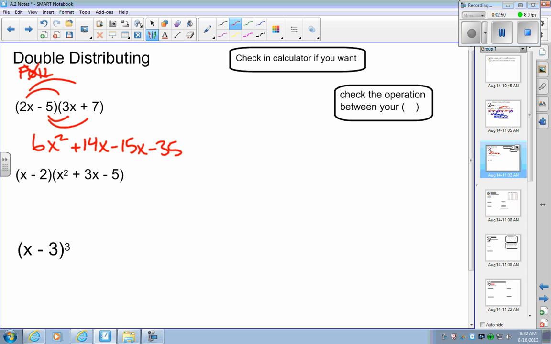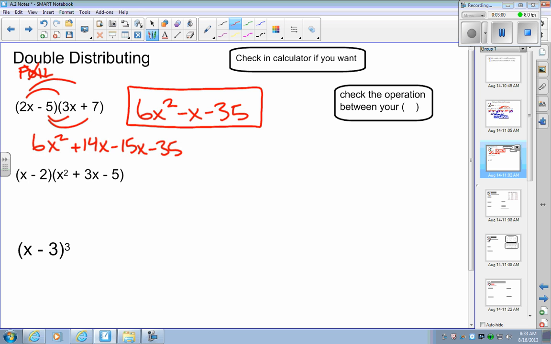Go ahead, combine your like terms again. The only problem with these is you have to make sure you get your signs correct, as far as the positives and negatives go. So you guys have been doing that one for a while. Now when you get to the second piece here, FOIL doesn't work because you're bringing this x over into 3 different things. So we just say double distributing. We don't say FOIL for anything.